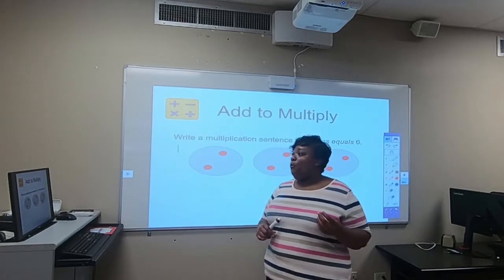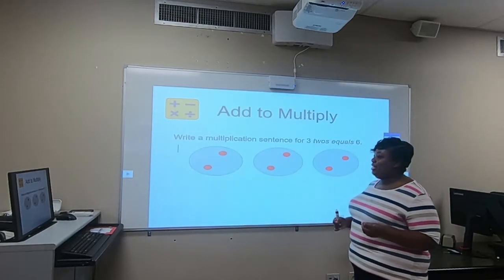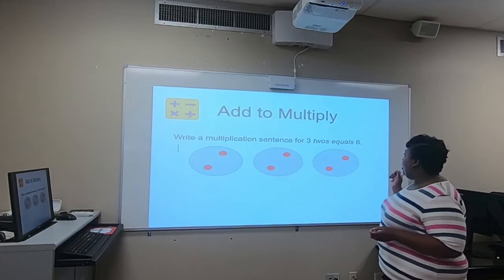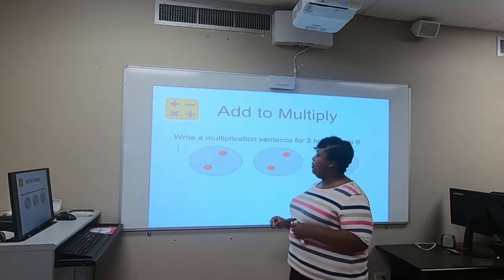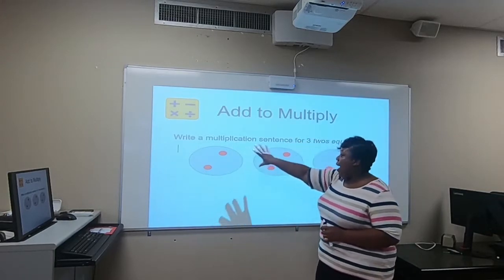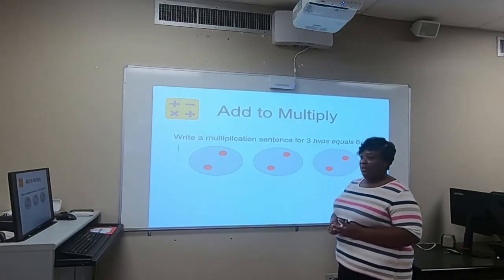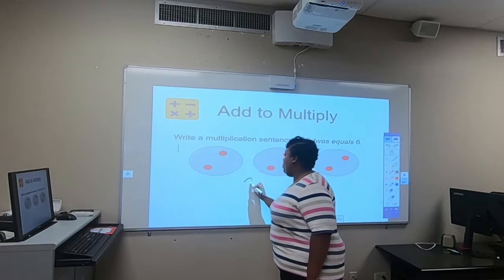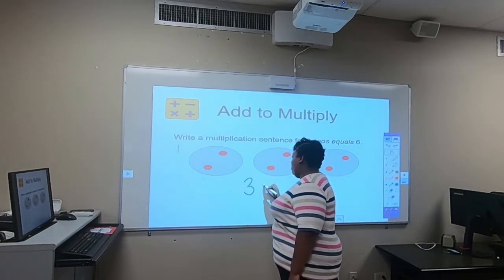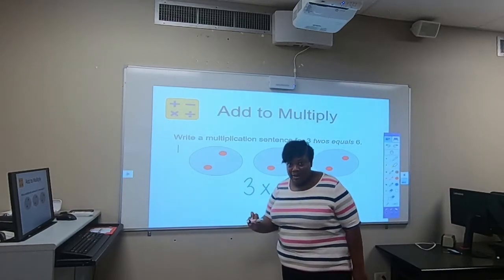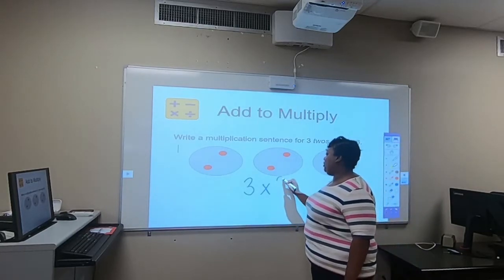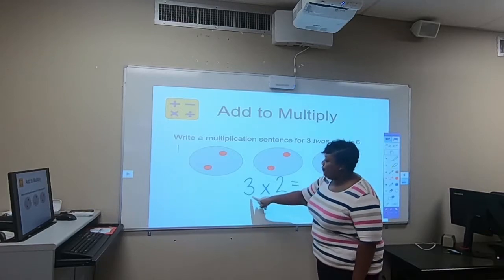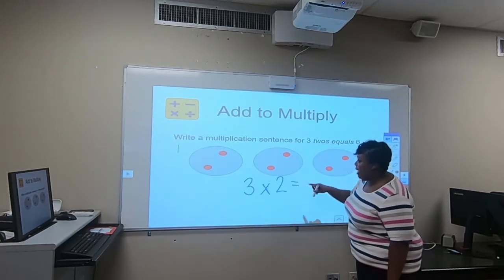Now, we want to write a multiplication sentence for 3 twos equals 6, okay? Remember, we want to do the number of groups times the size of groups. How many groups do we have? That's correct. We have 3 groups times the size of the group, aka how many are in each group? Correct. 3 times 2. Number of groups times the size of the groups equals the total.